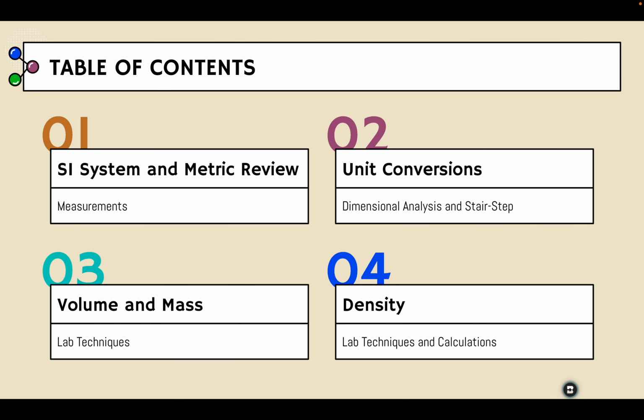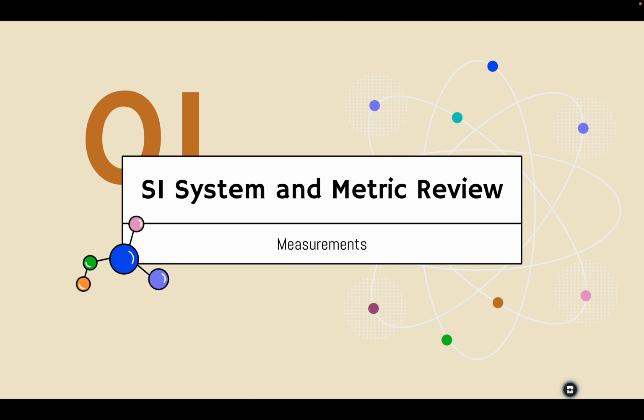First thing is we're going to talk about the SI system, a little bit about what it is, as well as looking at the metric system. Then we're going to dive into some conversions. We're primarily going to learn two things: dimensional analysis as well as our stair-step method. Then we're going to look at volume and mass and how to measure volume using some different lab techniques. And then in density, how do we find density using some lab techniques as well as calculations. So first things first, we're going to dive into the SI system and the metric review.